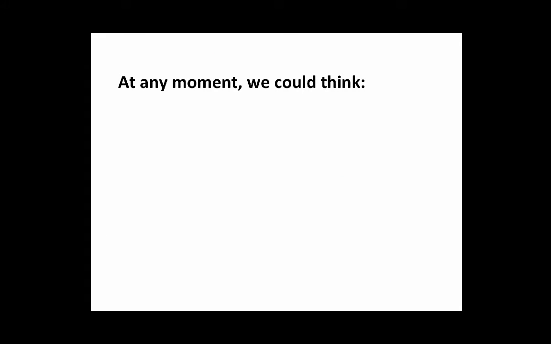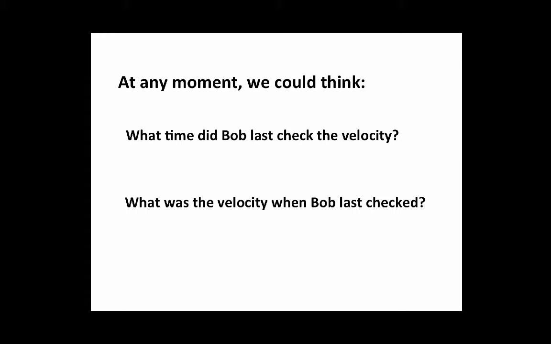At any moment, there are at least two questions we could ask. What time did Bob last check the velocity, and what was the velocity when Bob last checked? Left of x answers this first question. Given the current stopwatch time, what was the stopwatch time when Bob last checked the velocity? Let's make sure you understand the dependent values of the function left.